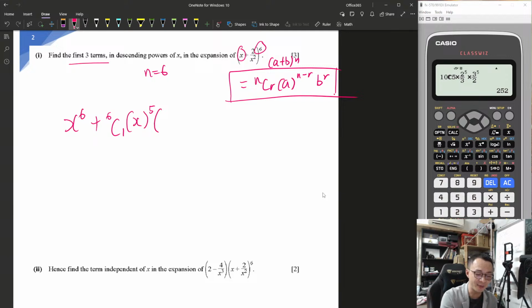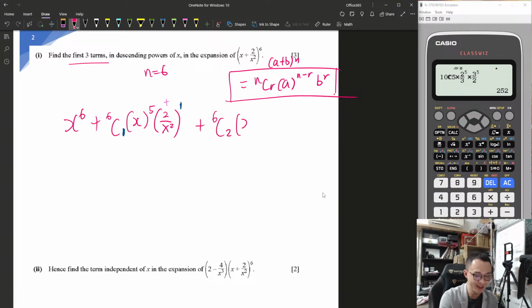And my b over here is 2 over x squared, isn't it? 2 over x squared. What is the power here? Power here will be 1 because it follows this number, 1. And then one thing you can check here is 5 plus 1 is equal to 6. You can think like this, 5 plus 1 is equal to 6, to ensure every single term you get is correct. Now this is the second term. Then I will do the third term. So after 6c1, it will be 6c2.